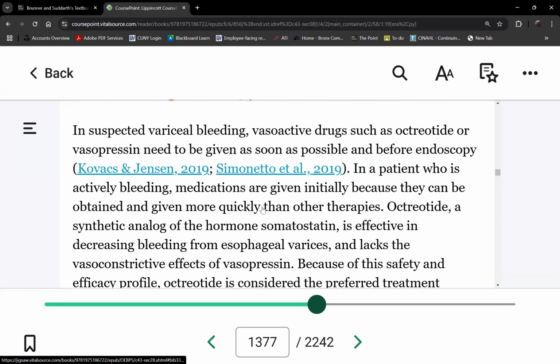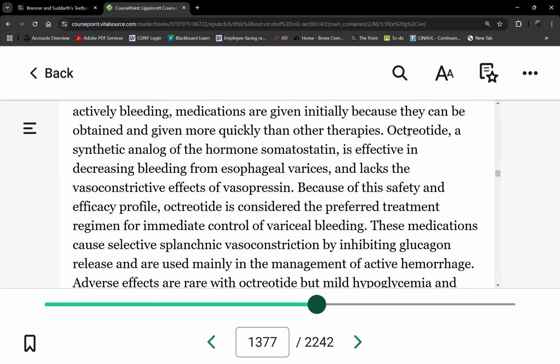Drug therapy. There are 2 drugs that will be used here to slow or stop the bleeding, depending on the severity. Octreotide is a vasoconstrictor, as opposed to vasopressin, which has systemic effects. Octreotide has a limited effect, so octreotide is preferred for bleeding esophageal varices. Since they're vasoconstrictors, will it slow down or even stop the bleeding? Yes. Okay.